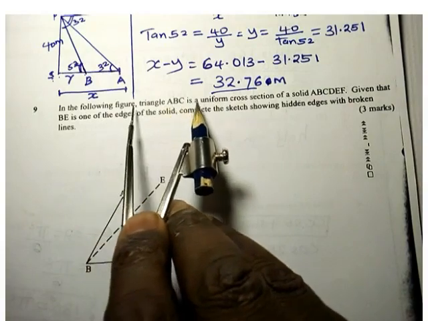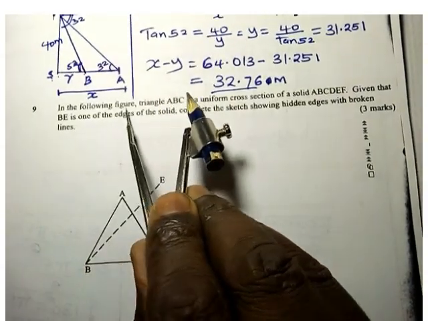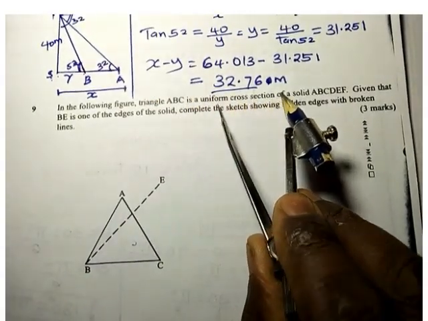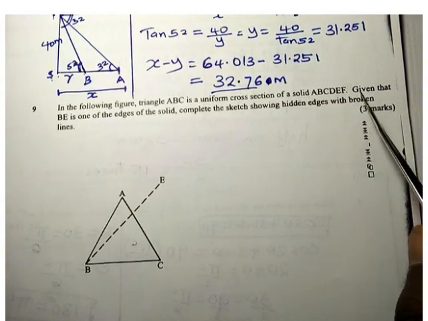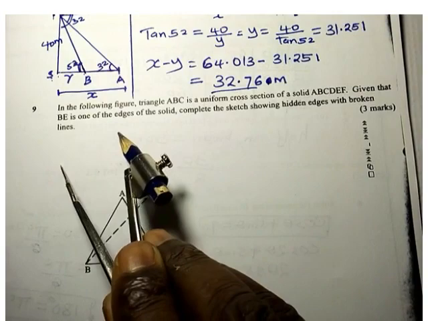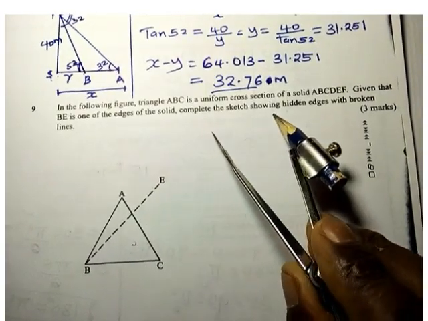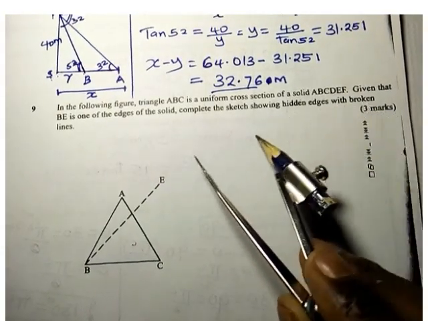In the following figure, triangle ABC is a uniform cross-section of the prism ABCDEF. Given that BE is one of the edges of the solid, complete the sketch showing hidden edges with broken lines.